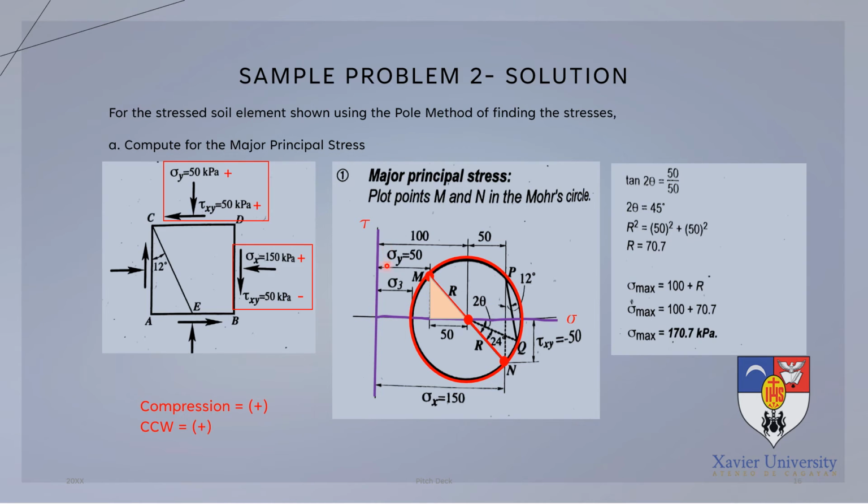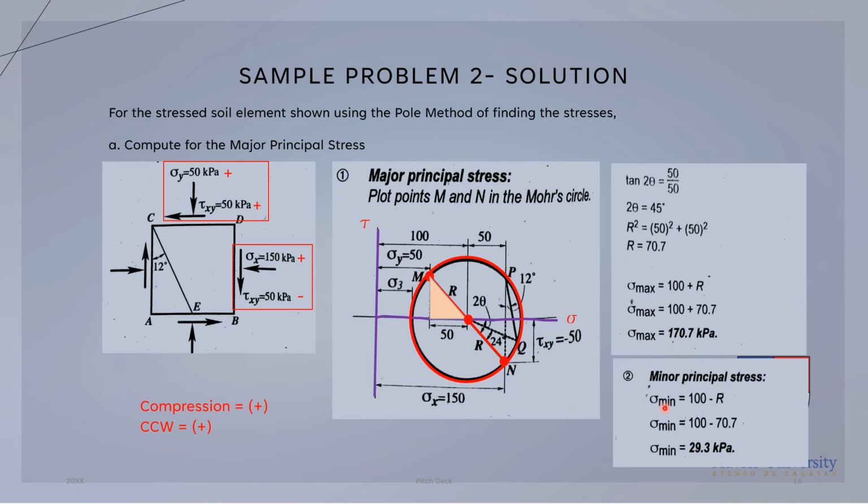So that is, if our center is 100 away from our origin, meaning this point here is 100 plus the radius. So that would be 100 plus r, which is equal to 70.7. Therefore, our major principal stress is equal to 170.7 kPa. Or you can also use the formula that we have previously discussed in the previous slides.